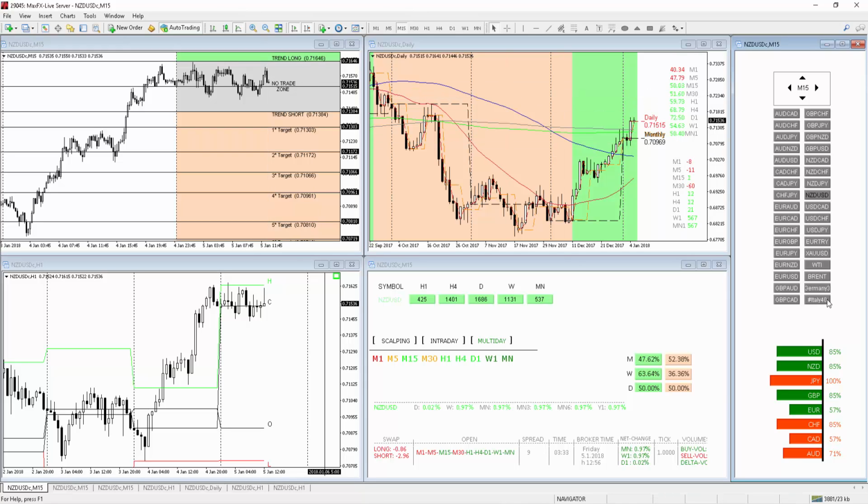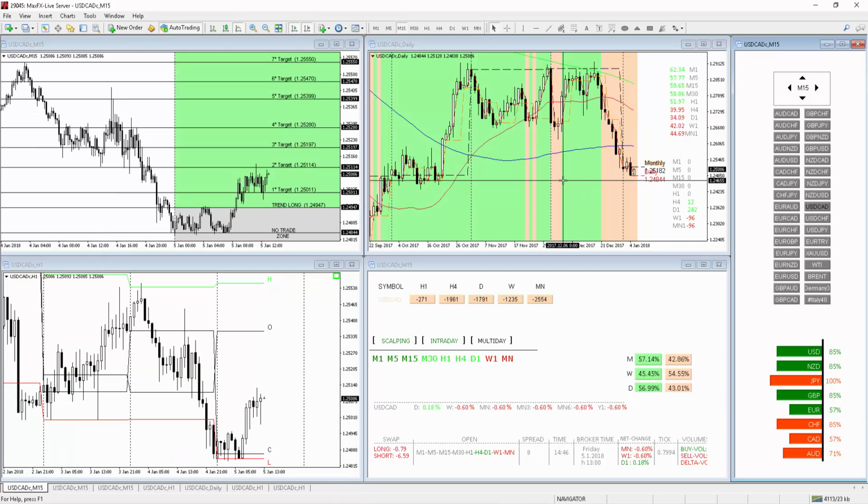Kiwi US dollar is moving sideways inside the no trade zone of the target geometry. This is because we have an 85% long New Zealand dollar against an 85% long US dollar. So unless the non-farm payrolls change the market outlook, we can predict a limited extension of the daily range.